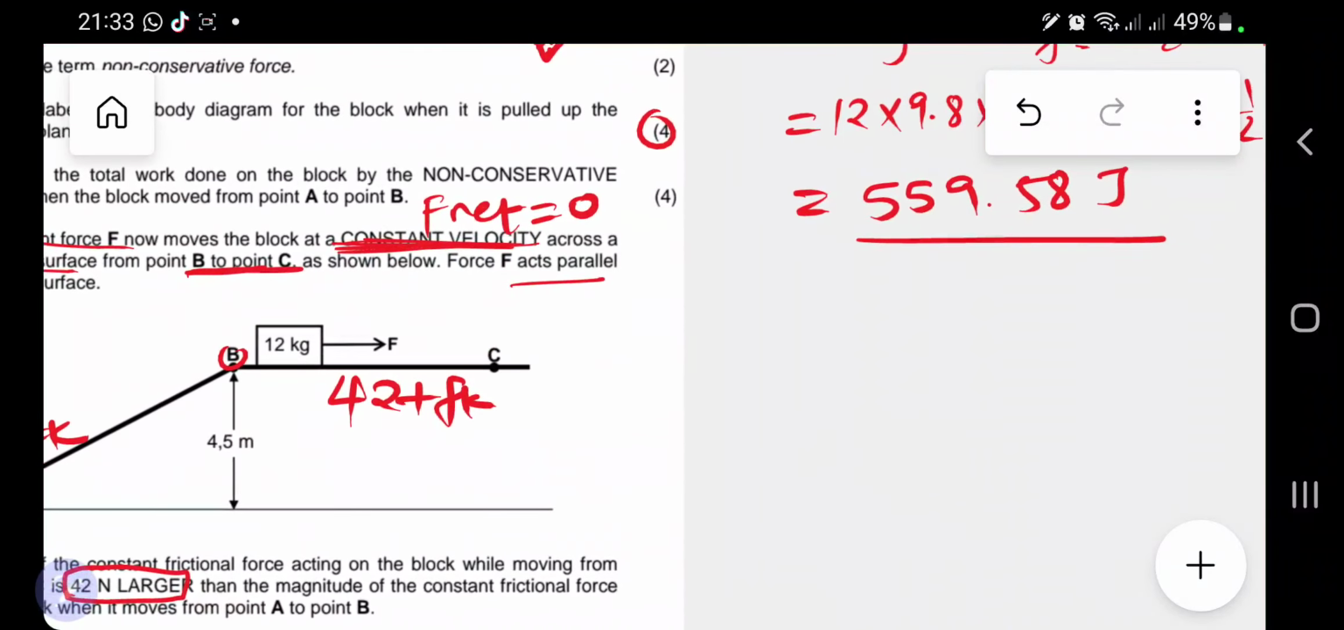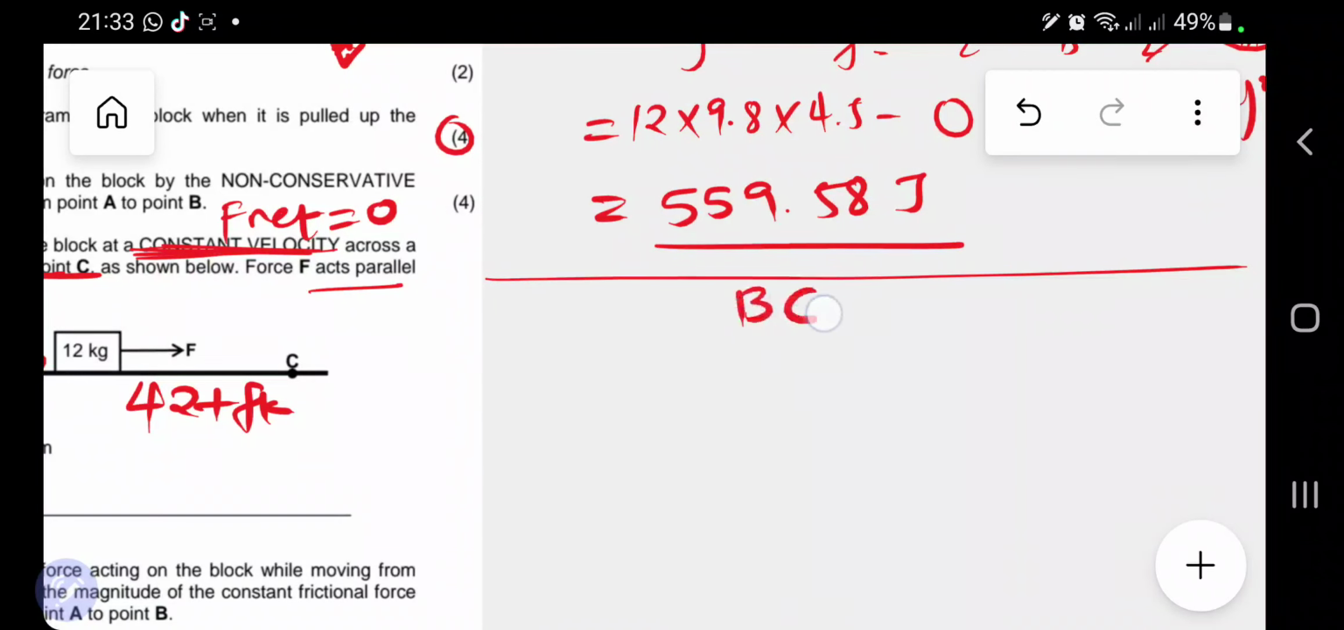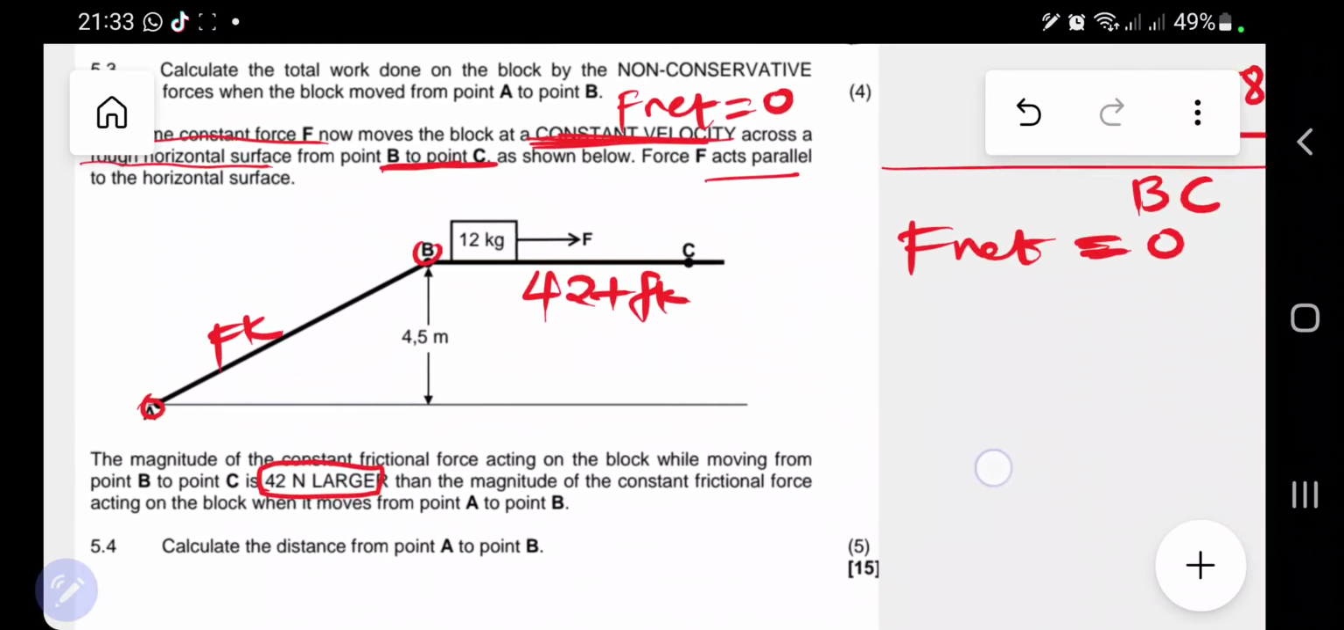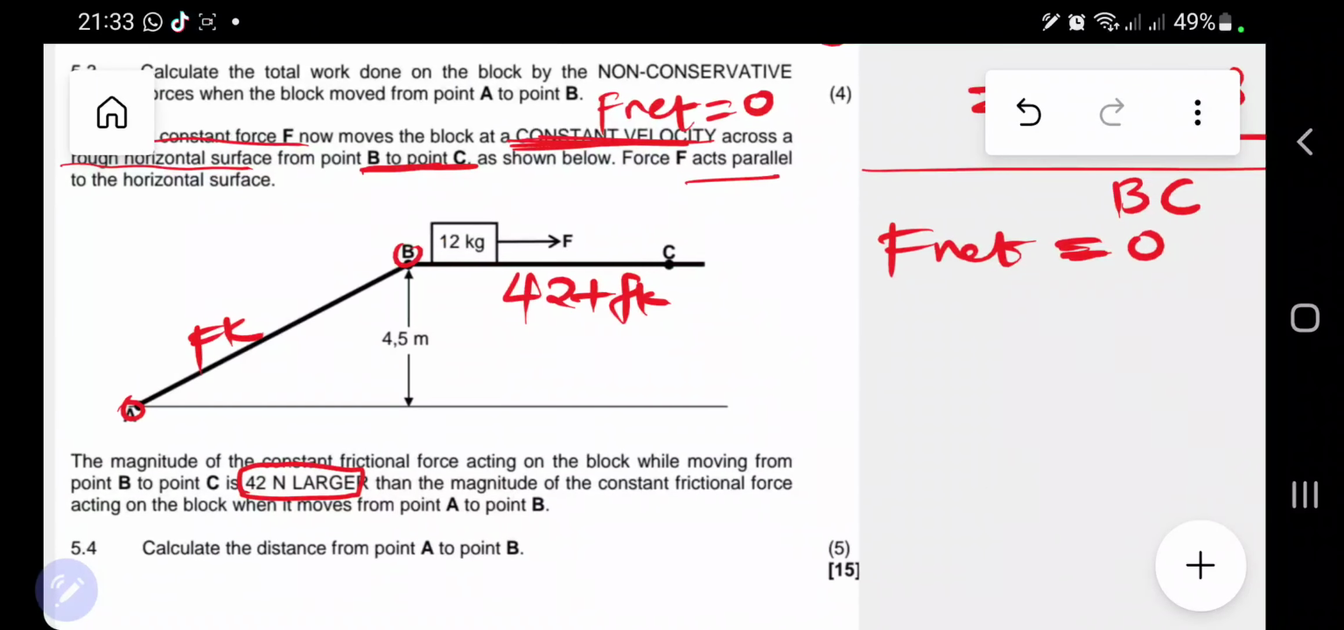So, guys, we are going to model this statement. But for us to be able to model it, let's start with what is happening at BC. Newton's second law says F net equals 0 there, because the statement says at a constant velocity. When the speed of the object is constant, then we know that acceleration equals 0. Then your net force also equals 0, and also the net work done is going to be 0 there.